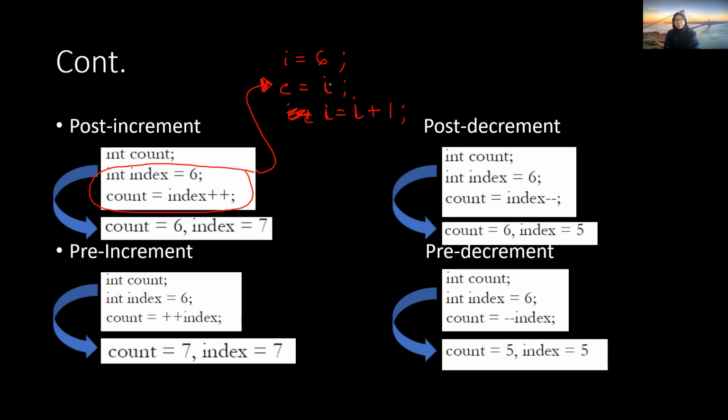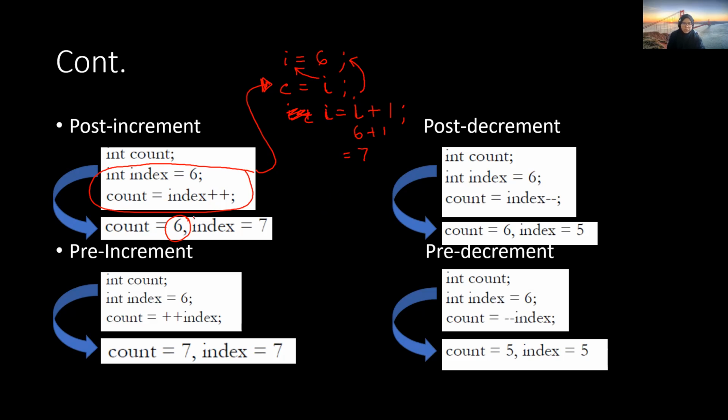So that's why you can see that I equals 6 and then C equals I. So C is going to take the previous value of I. Okay, so that's why we get 6. And then I equals I plus 1. The previous value of I is this one. There's no other I updated. So that will be 6 plus 1. So that's why it becomes 7.